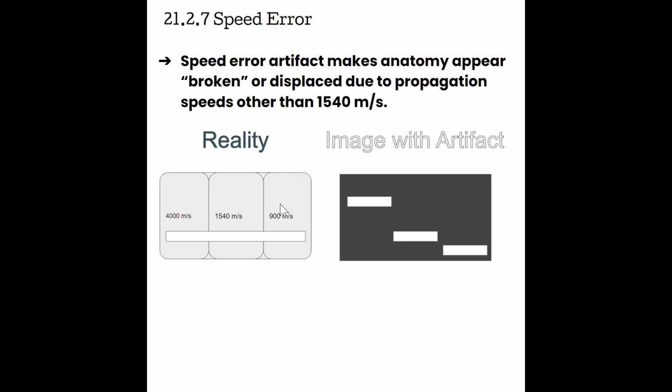In the third medium, as the sound travels through a slower medium, it's going to take a lot longer for this to interact with the reflector and return to the transducer. Again, the stopwatch is going. The machine thinks that took a long time, so let's place that deeper. Faster mediums are going to result in a shallow placement, where slow mediums are going to result in a deep placement. So when we see speed error on the image, it's going to make anatomy appear almost broken or like a step off from itself or displaced due to propagation speeds other than 1540 meters per second.